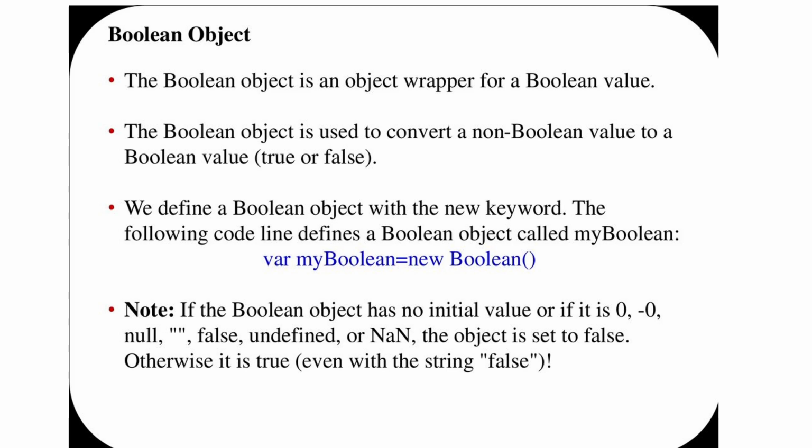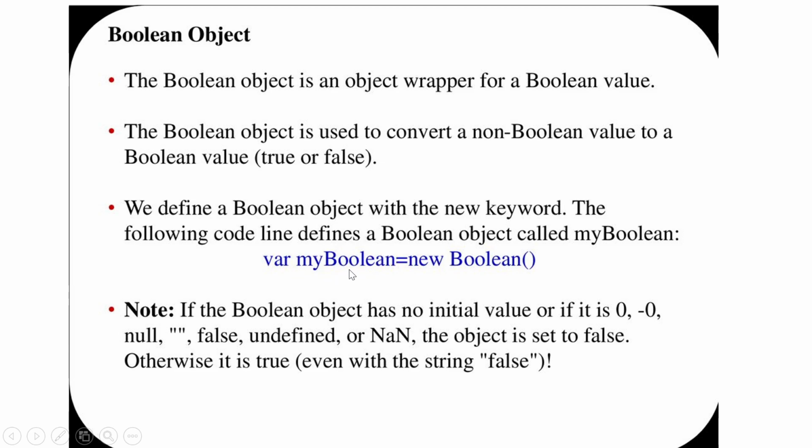Now I will also tell how to create an object. JavaScript programmers can create Boolean objects explicitly within the statement. I'll tell you how to define a Boolean object. We define a Boolean object with the new keyword. The following code line defines a Boolean object called myBoolean. See here, variable myBoolean is nothing but an object, equal to new Boolean. New is the keyword used to define the Boolean object. We have to use that new keyword and Boolean, and within the parentheses, we have to declare the Boolean value.